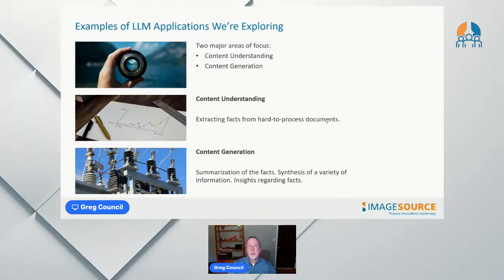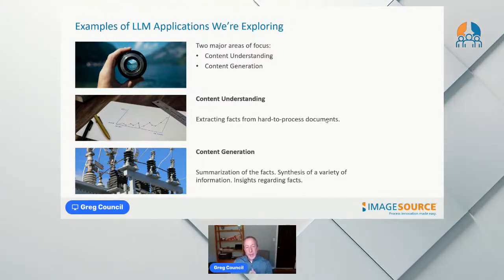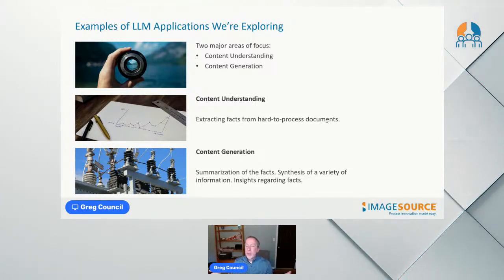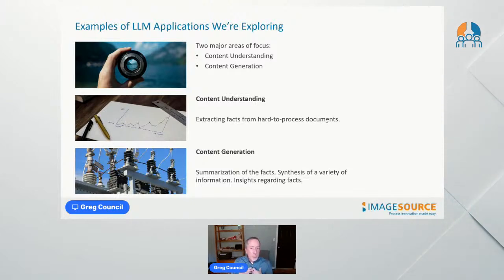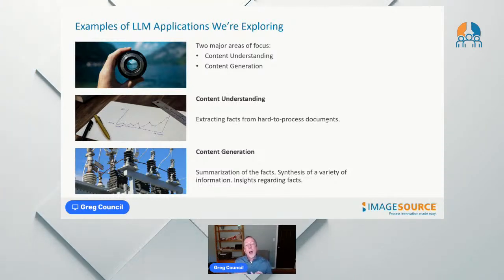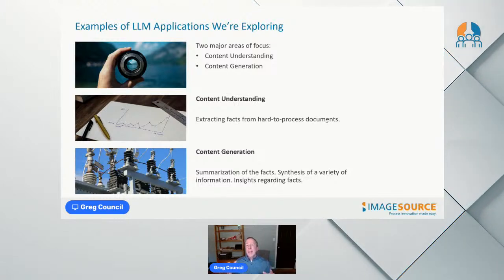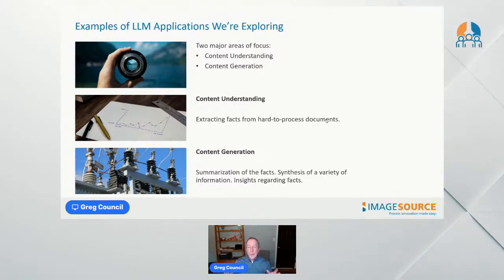So let's get to the meat. Examples of large language model applications that you should explore, you should consider, and we're definitely exploring. So within Image Source, and especially within the generative AI side of things, we're looking at two areas: content understanding and content generation. Now, content understanding is how we define it, it's really about understanding information within unstructured data.